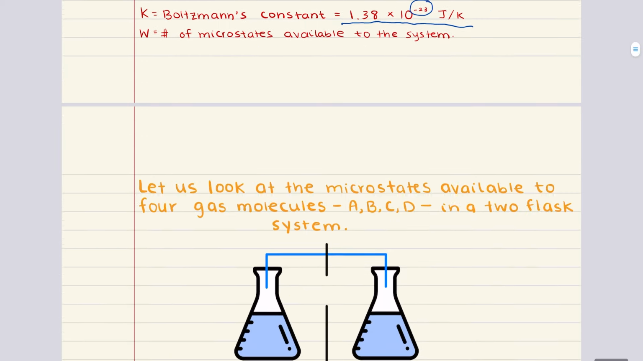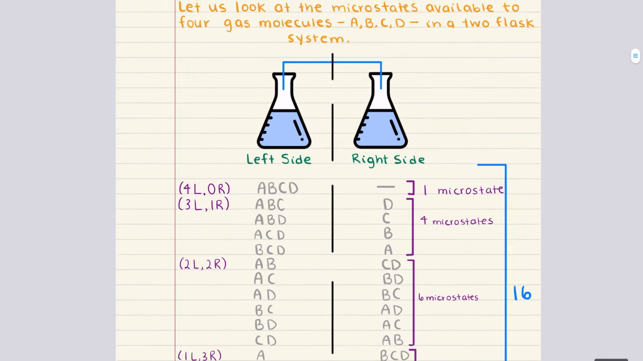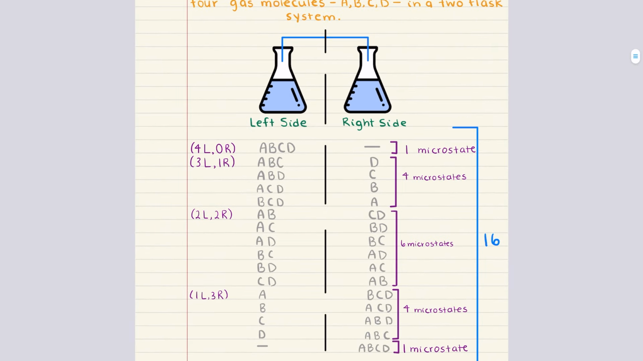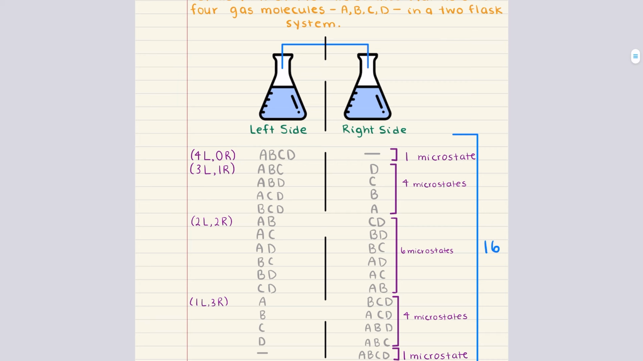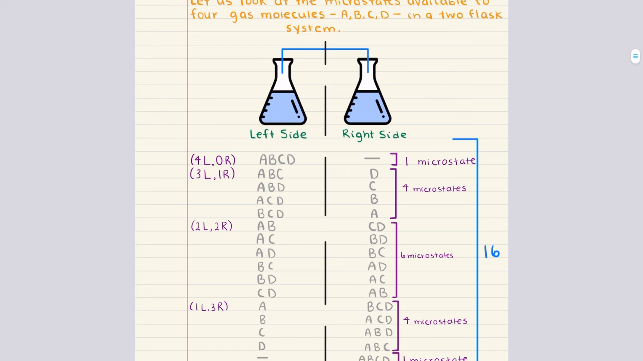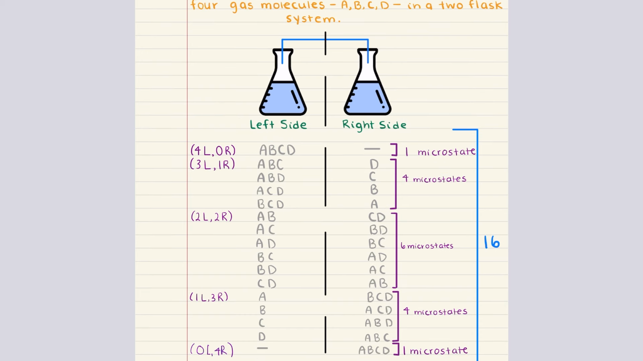Now let's explore this idea further with a simple example involving a two-flask system containing 4 gas molecules labeled A, B, C, and D. Let's imagine these 2 flasks are connected by a valve, and the gas molecules can move freely between the flasks. We can then calculate the number of possible microstates by considering how the 4 molecules could distribute themselves between the 2 flasks.